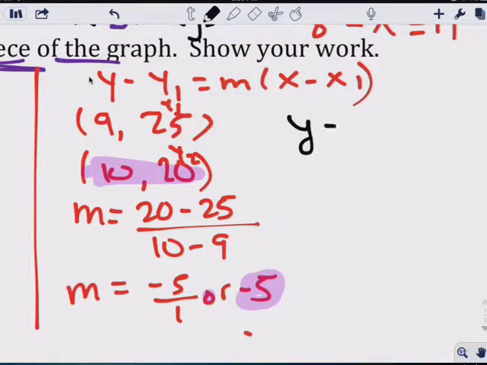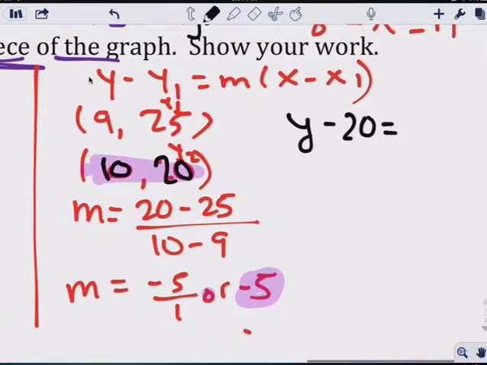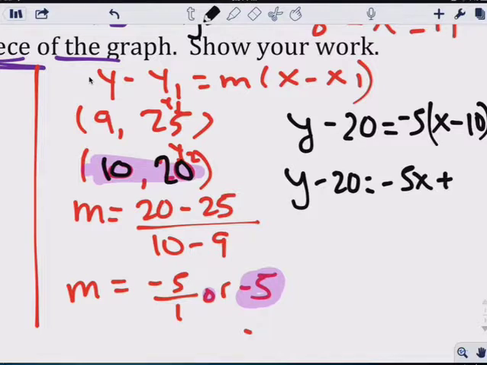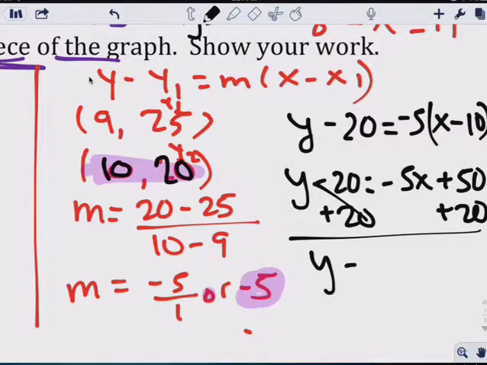So y minus y1, which is, I'm going to use this 10 right here and the 20, so y minus y1, which is 20, equals m, which is negative 5, parentheses, x minus 10. Okay? That gives me y minus 20 equals negative 5x plus 50. Okay? And that's plus 20, plus 20. y equals negative 5x plus 70.